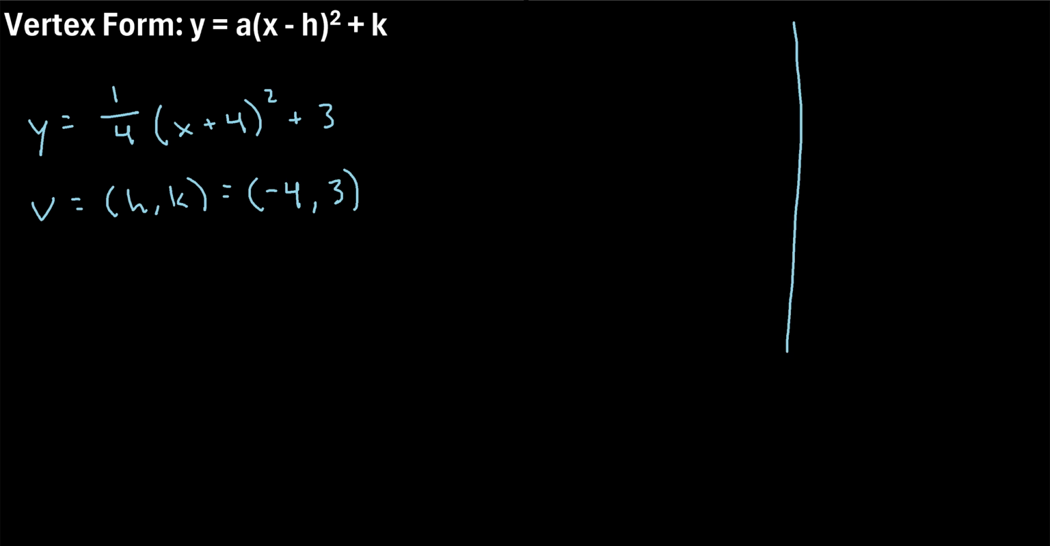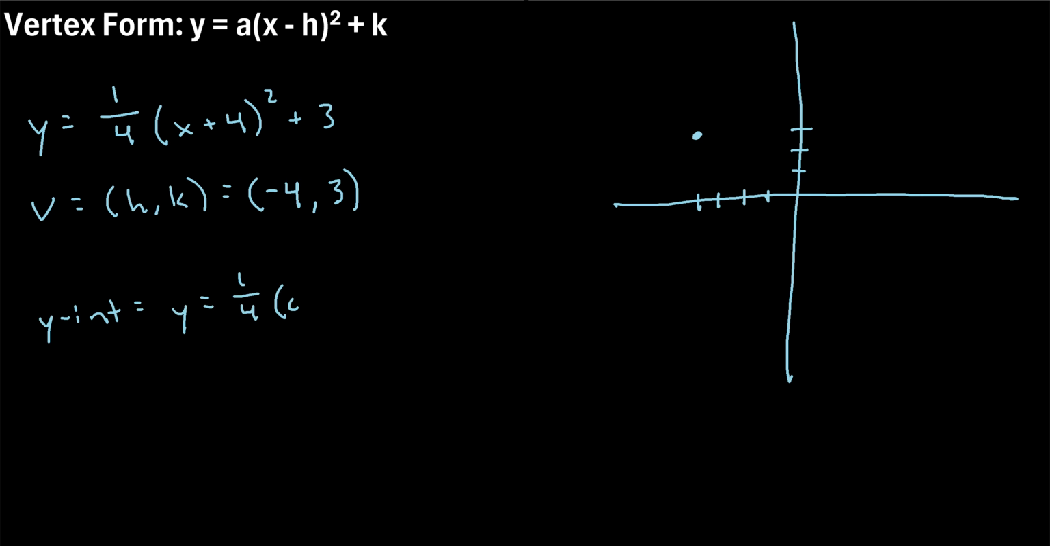So if we create a graph to visualize this, we have 1, 2, 3, 4, 1, 2, 3. Here's our vertex right here. Now remember, we just need to find two more points to create a graph of this parabola. So the easiest way to do that is find our y-intercept, because that's the point where x is equal to 0. So we can plug in a 0 for x in this equation and see what we get for y. So we'll say y-intercept. y is equal to 1/4 times (0 plus 4) squared plus 3.